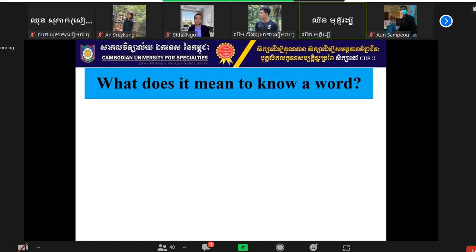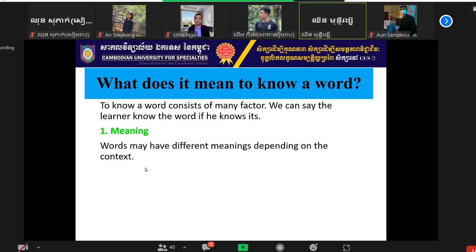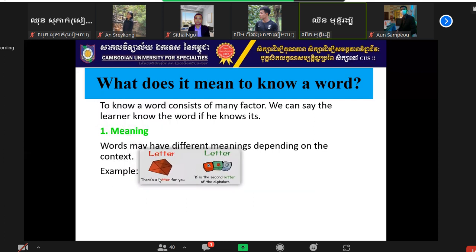What does it mean to know a word? To know a word consists of many factors. We can say that the learner knows the word if he knows it. The first one is meaning. Words may have different meanings depending on the context. Here I take three examples.